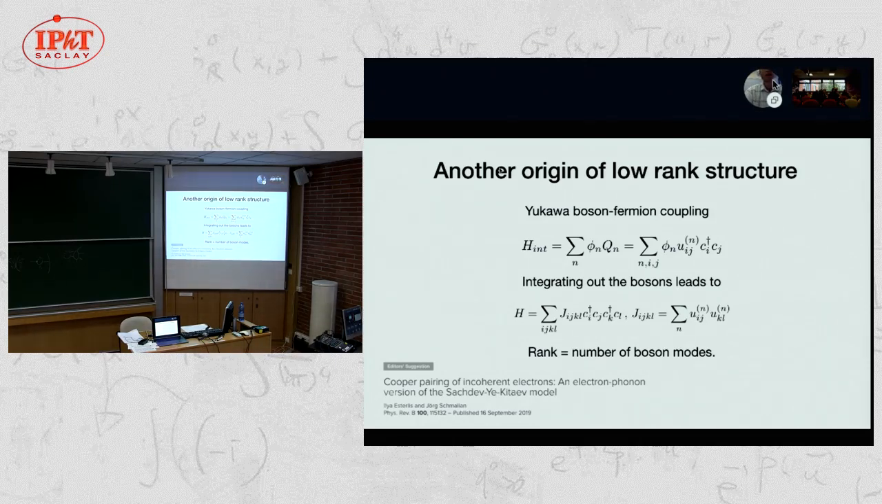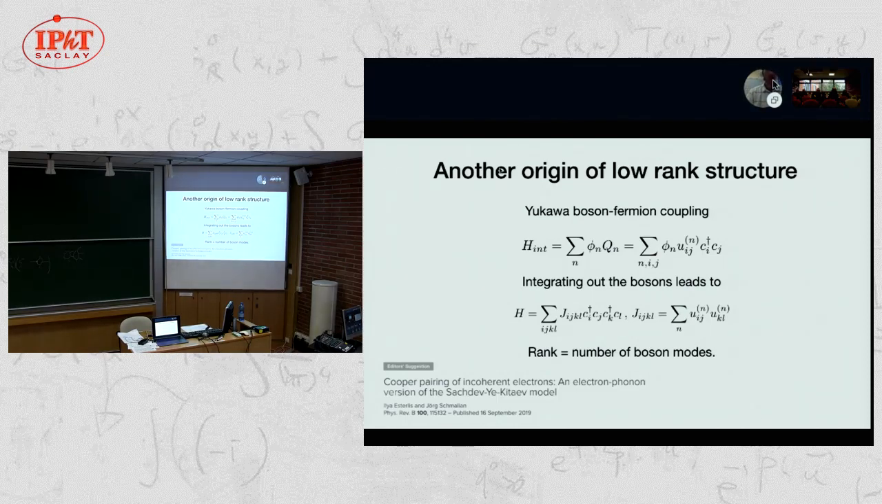So you have Q_n, which are fermionic bilinears. They are coupled to some bosons. Now you can integrate out the bosons, and then you will get a four-fermion interaction between fermions. But when you integrate out the bosons, the rank of this matrix J_ij will be given by the number of bosons. Now in a realistic system, these bosons will be phonons, so their number will scale as the number of electrons. They will both be extensive. So you still have an extensive rank, proportional to the number of fermions, not much higher than it, as in the SYK model.